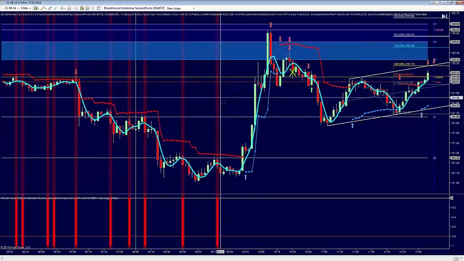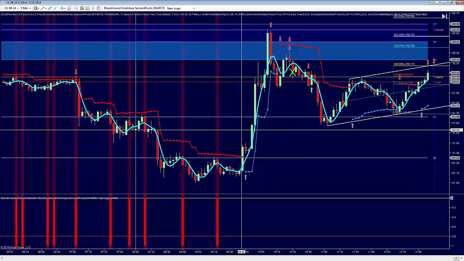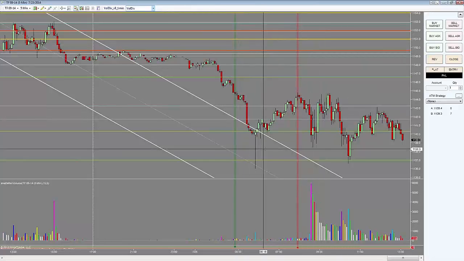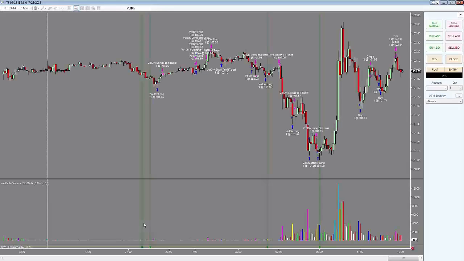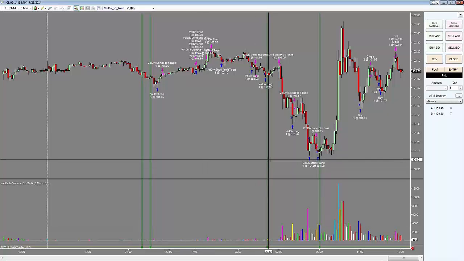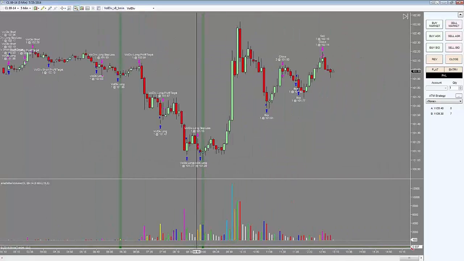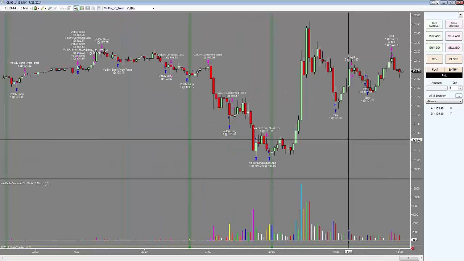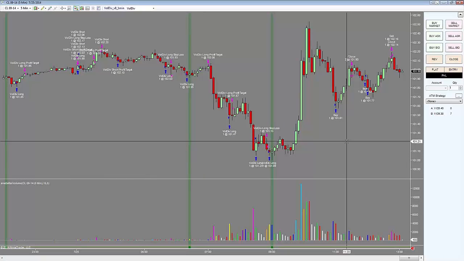So my last trade, Bob, or Jim, was this. That's not it. Bob's asking, does BloodHound work with PNF? Yeah, I believe it could. It could work with any bar type. I just haven't tried it out yet. Okay, it does work. I got you, Bob. I'm going to look into that. Thanks for bringing that up.